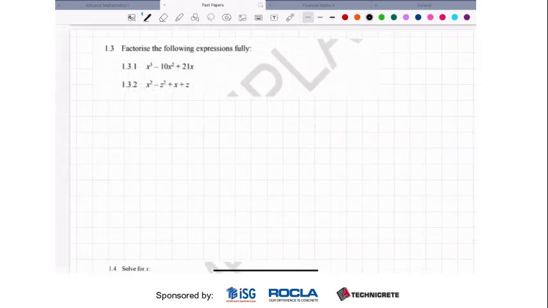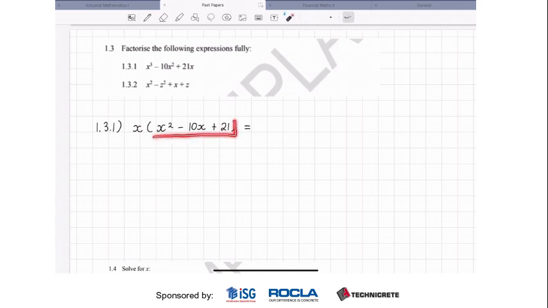Now 1.3 asks us to factorize. So for 1.3.1, the first thing that I notice is that I've got a common factor of x in all of these terms. So I'm going to take out that common x, and I'm left with a bracket where the first term is x squared, the second is minus 10x, and the last is just 21. Okay, then I can factorize the bracket even further because this is a quadratic expression. So I'm going to leave the x on the outside of the bracket, and my one bracket is now going to become 2 brackets.